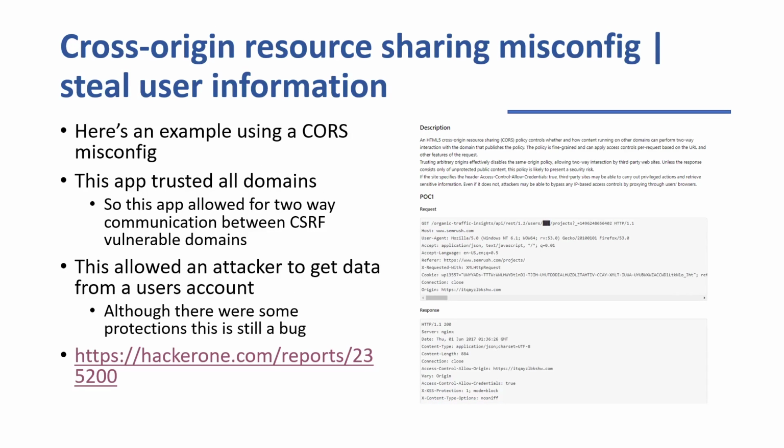So here's an example of the CORS misconfig to up CSRF. So this app here trusted all domains, and as we talked about, CORS doesn't stop CSRF. What it does is it allows you to receive data back. So this app kind of allowed for two-way communication between CSRF vulnerable domains and an attacker. So what they could do is they could just send a bunch of these requests and then get all of the information from a user's account. Even though there are still some protections against it, it was still a nice bug. And they were still able to kind of get some out.